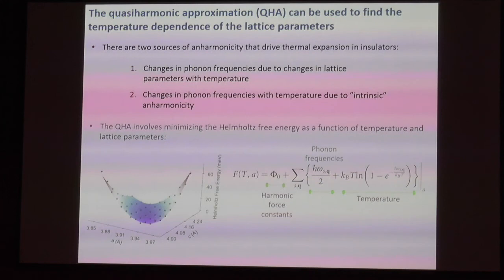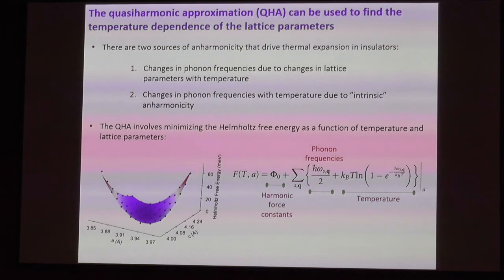So the idea here is to minimize the Helmholtz free energy as a function of temperature and lattice parameters. And so the way you do this is to build a grid of your lattice parameters, so A and C in the case of lead titanate. And then we want to calculate these different quantities as a function of these lattice parameters and minimize F.